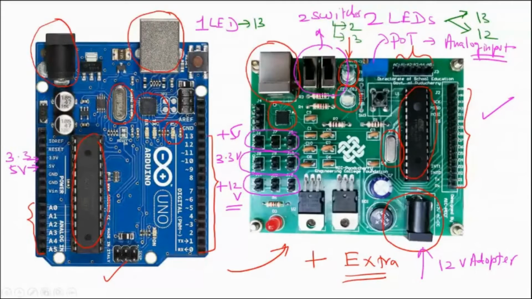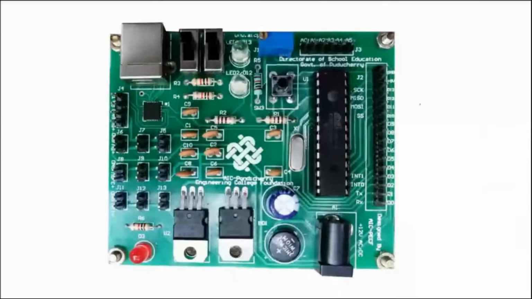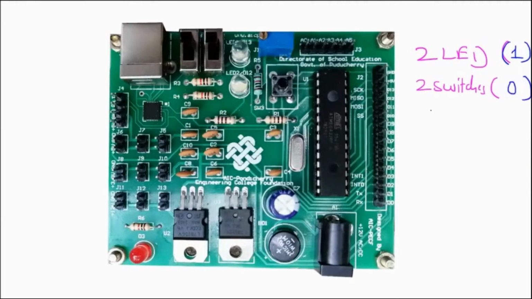So what are the extra features available? The extra features are: we have 2 LEDs in the place of 1 LED in the standard Arduino. In the standard Arduino, you have only 1 LED. And you have 2 switches, and in the standard board, you don't have any switch. It has one potentiometer for providing analog input, and you don't have any in the standard board.